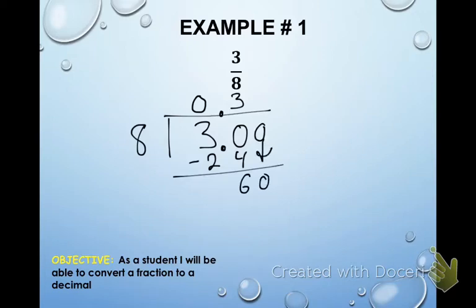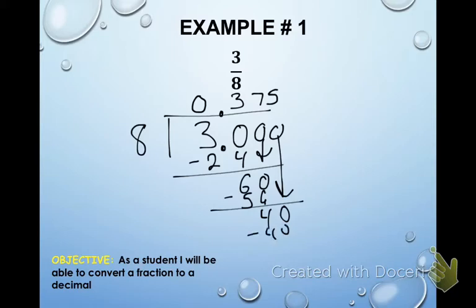8 goes into 60 7 times. 7 times 8 is 56. And we subtract and we get 4. We have to add one more 0 because all of our decimals either need to repeat or terminate, and most of them will terminate unless they have a denominator of 3. That's our goal. 8 goes into 40 how many times? It goes in 5. 8 times 5 is 40. We subtract and we're done. So our decimal for the first one, 3/8 as a conversion, is 0.375, or 375 thousandths. That is how you convert a fraction to a decimal.